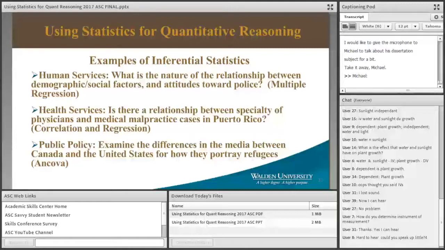So right now I am on my first step of a dissertation. I am working on my perspectives. And my research question right now is: is there a relationship between the specialty of physicians and medical malpractice cases in Puerto Rico? In this case, my null hypothesis will state that there is no relationship between the specialty of the physicians and the malpractice cases in Puerto Rico. So I will test that by conducting correlation and regression analysis.